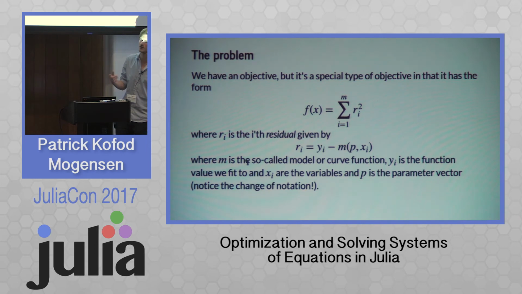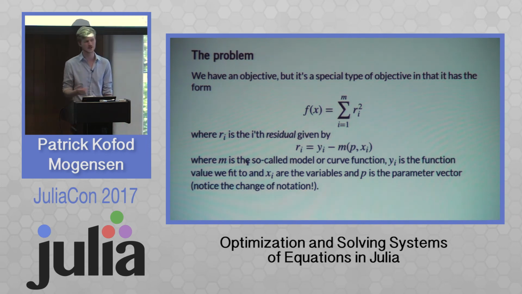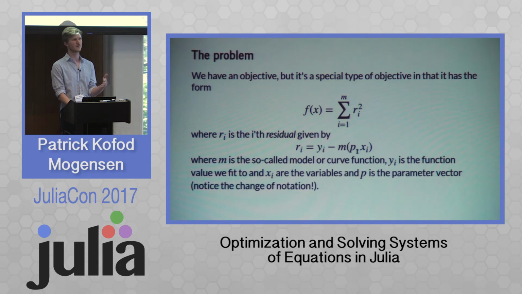is some special structure. The objective function is a sum of squared residuals, where the residuals are the yi's, some observed quantities, minus a model of what those quantities should be. Maybe you are observing some signal with some noise, and you have a model for it, and you want to find the parameters that characterize the model that generated this signal that you measured.